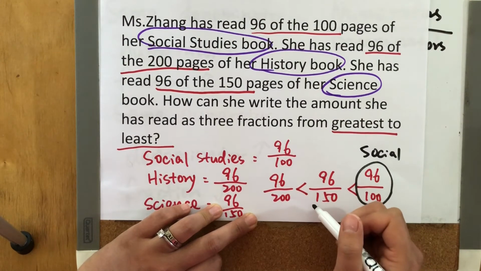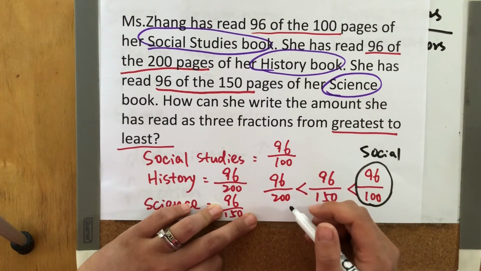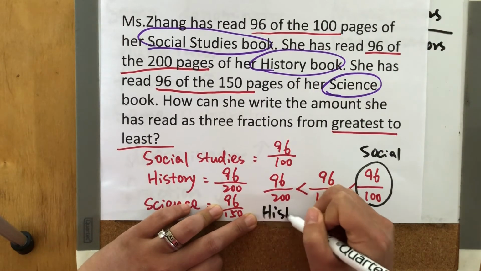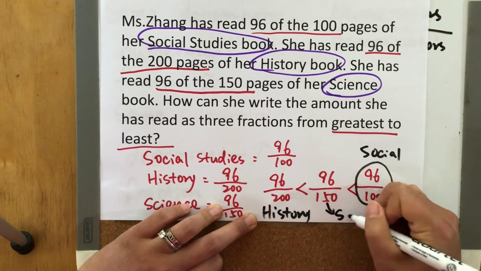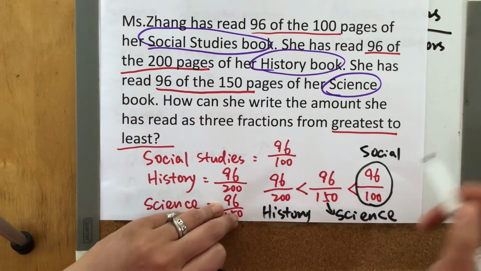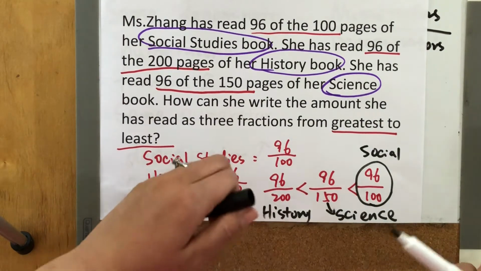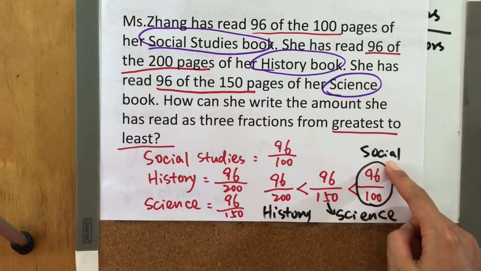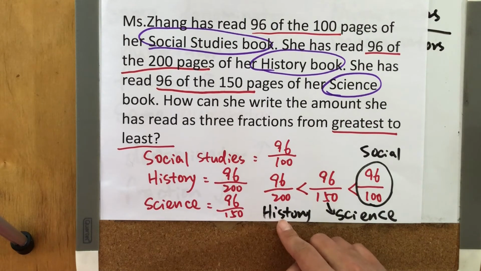And the smallest one is history. Science in the middle. But also from the question, 3 fractions from greatest to least. So we have social studies first for the greatest, and then science in the middle, and history in the least.